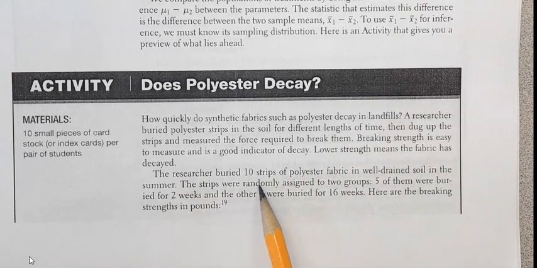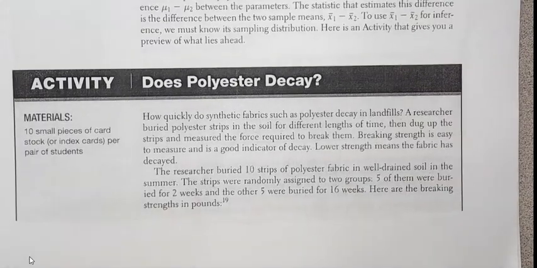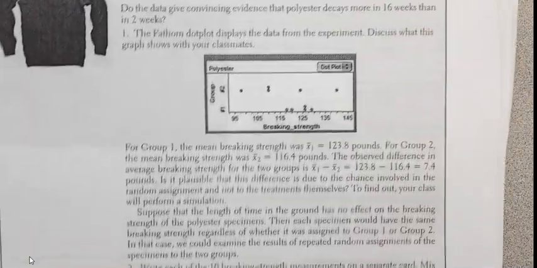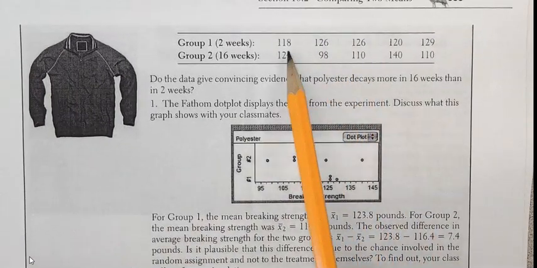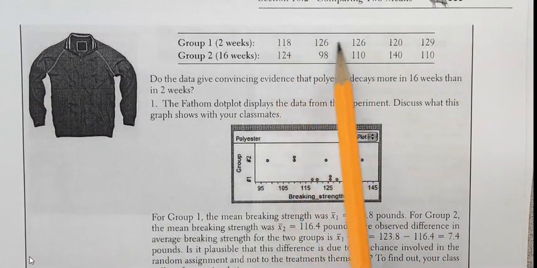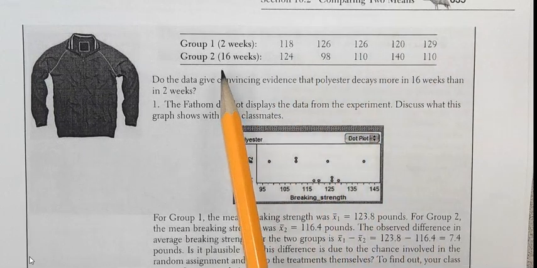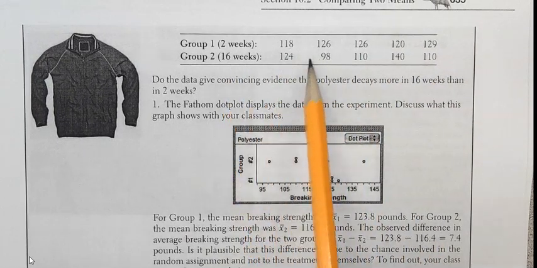The researcher buried 10 strips of polyester fabric in a well-drained soil in the summer. The strips were randomly assigned to two groups. 5 of them were buried for 2 weeks, and the other 5 were buried for 16 weeks. Here's a breakdown of the strengths in pounds. Here's group 1, and this is their strength level. And here's group 2, who stayed for 16 weeks. Here's their strength level.